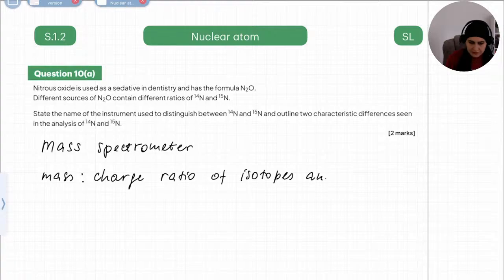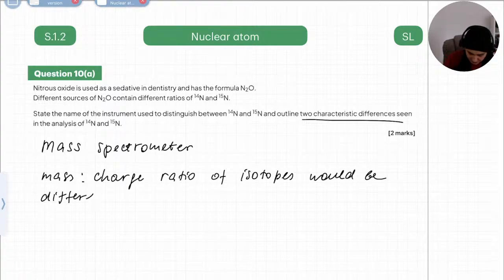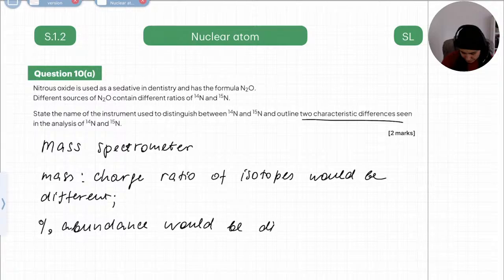And their relative or percentage abundance. Outline two characteristic differences. So mass to charge ratio would be different. Yes, so we just have to say what would be different. So mass to charge ratio of isotopes would be different because those are different isotopes, and percentage abundance would be different between the two. Okay.